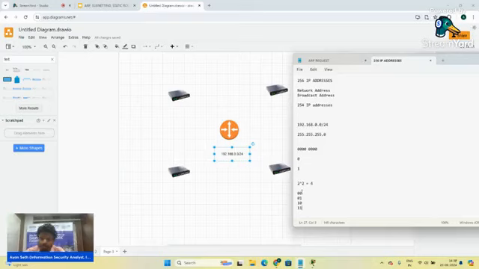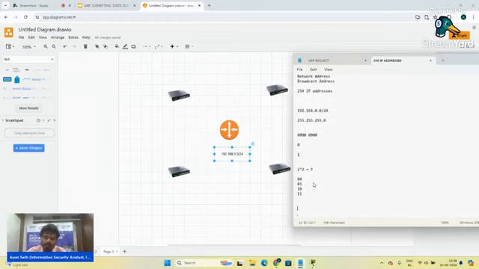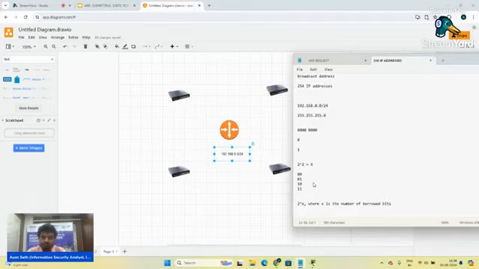So how many networks can we build with two bits? We can build four networks, right? So in general, the formula will be 2 to the power x, where x is the number of borrowed bits. Okay, 2 to the power x.